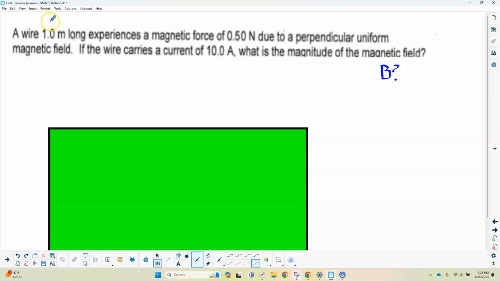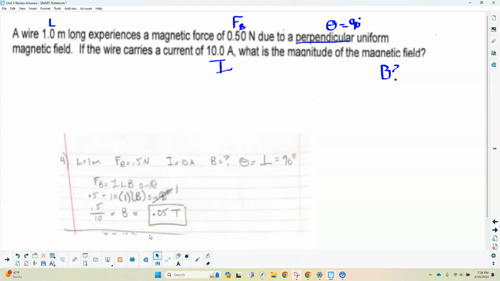So again, the length of the wire is L, the force is FB, I is the amount of current, and it says it's perpendicular, so theta is 90, which makes sine of 90 go to 1. If we plug into that equation and solve, FB equals ILB sine theta. You solve for B, you get 0.05 Tesla. So that is the strength of the magnetic field to create this amount of force with those conditions.